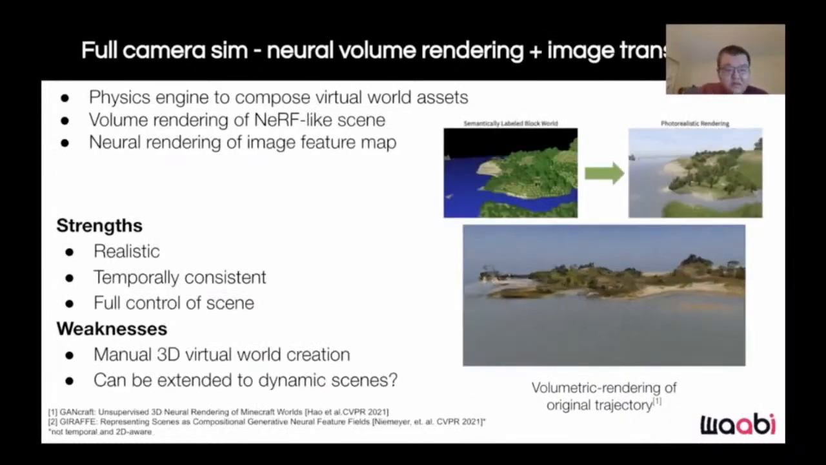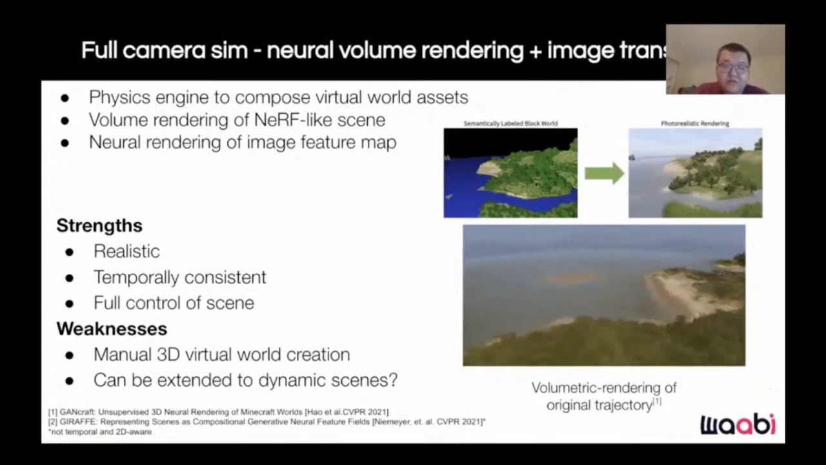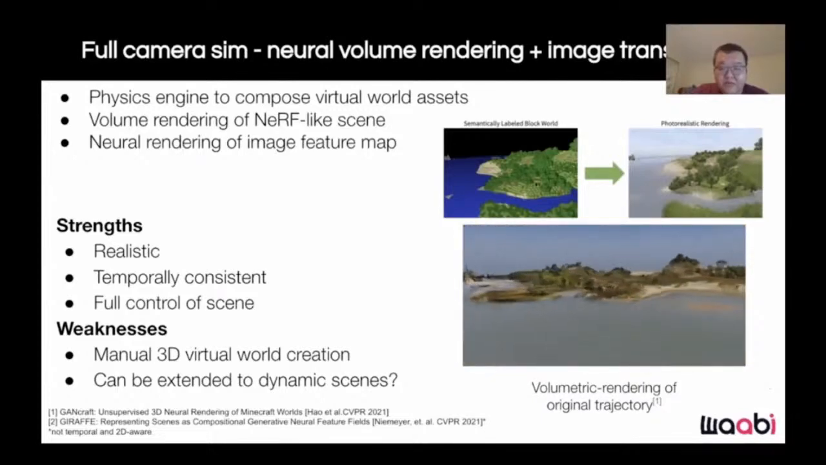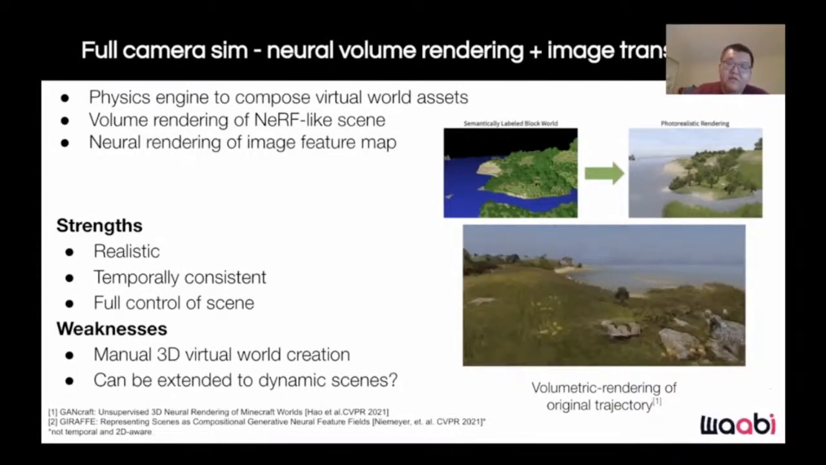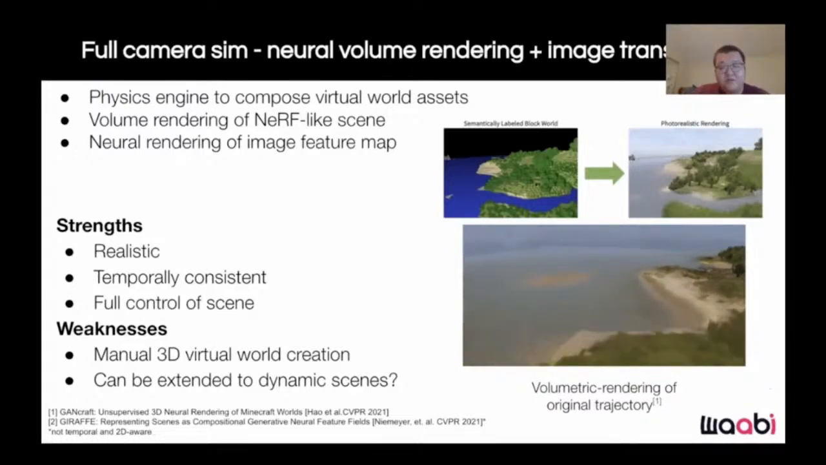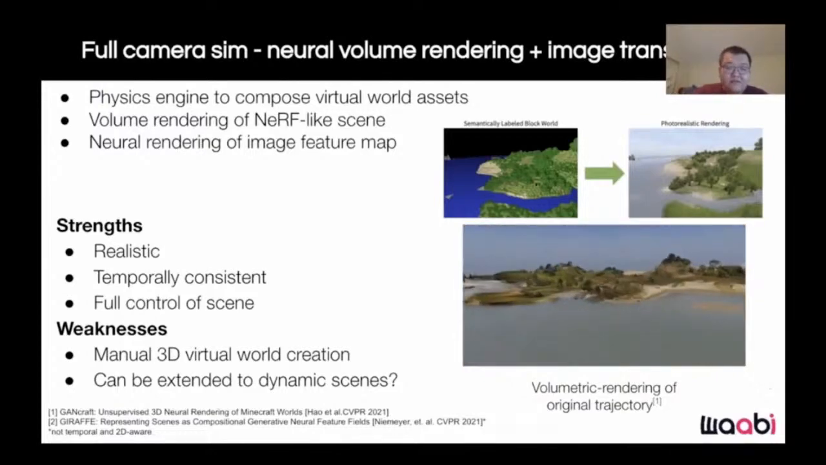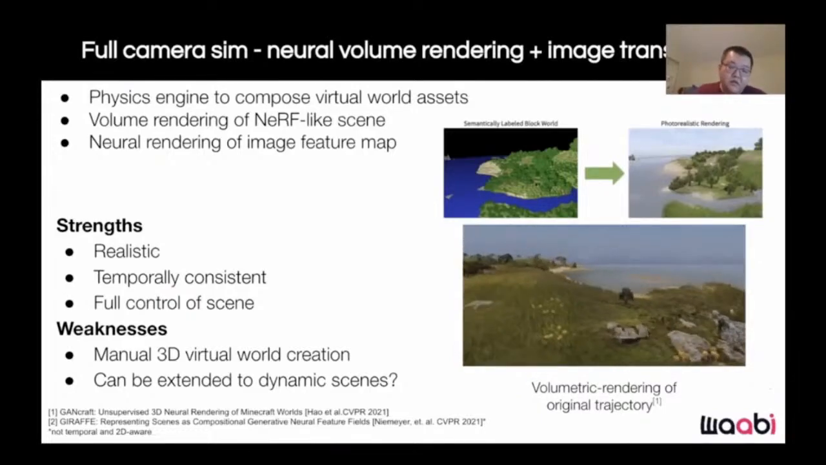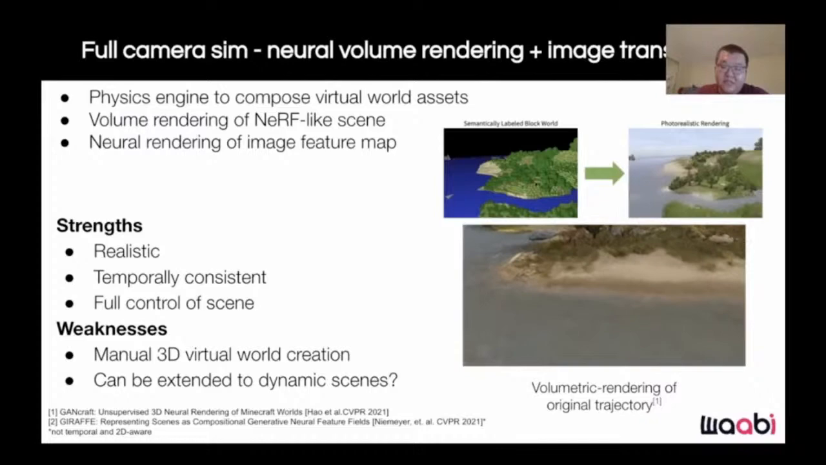The final full camera simulation approach we'll discuss is recent work at this year's CVPR that combines both neural volume rendering and image translation together. A scene is first composed of NeRF MLPs, and then volume rendering is performed to generate an initial 2D image in the feature space. Here, the volume rendering outputs feature vectors for each pixel instead of RGB values. Then a final image translation network transforms the dense feature map into the RGB image. The results look nice and temporally consistent, but have yet to be demonstrated to handle dynamic urban driving scenes.